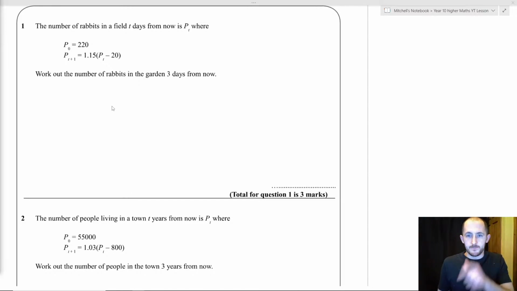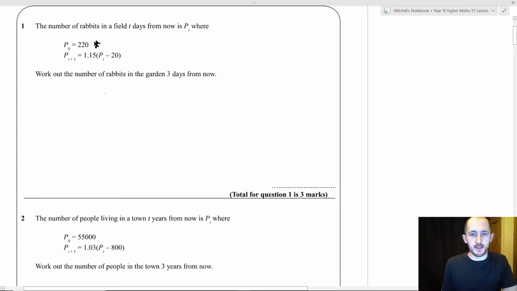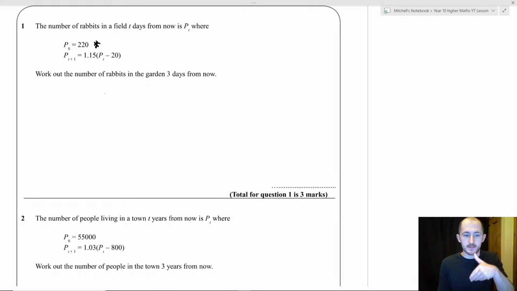So essentially, with iteration they always give you an initial amount here. That's what the 0 stands for. T days from now, so 0 days from now means today. And then to work out the next day, you take the current day and sub it into that formula. So what they probably teach you to do is that P1, so 1 day afterwards, is 1.15 times 220 minus 20, and you put that into a calculator and work it out.